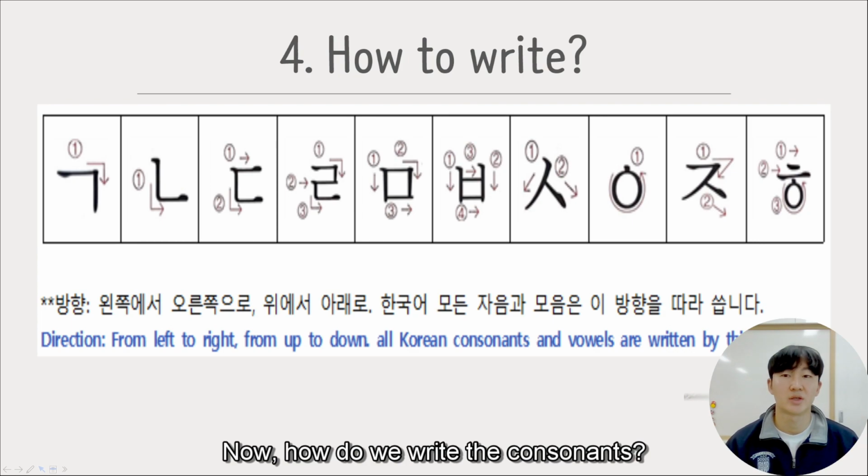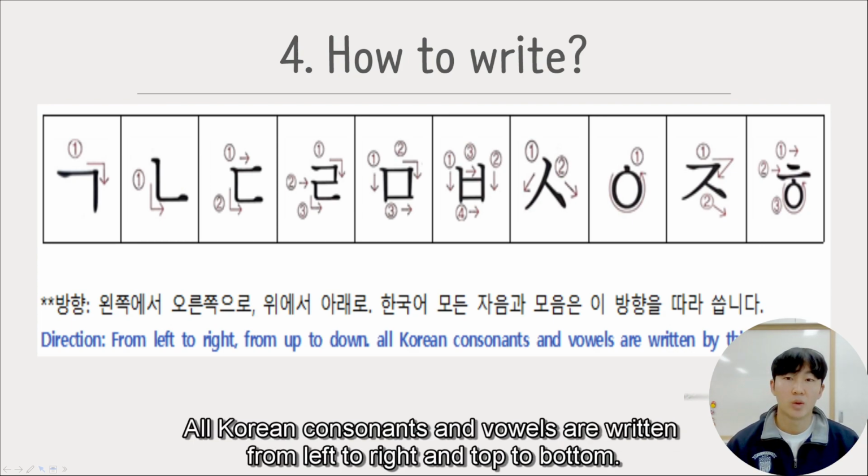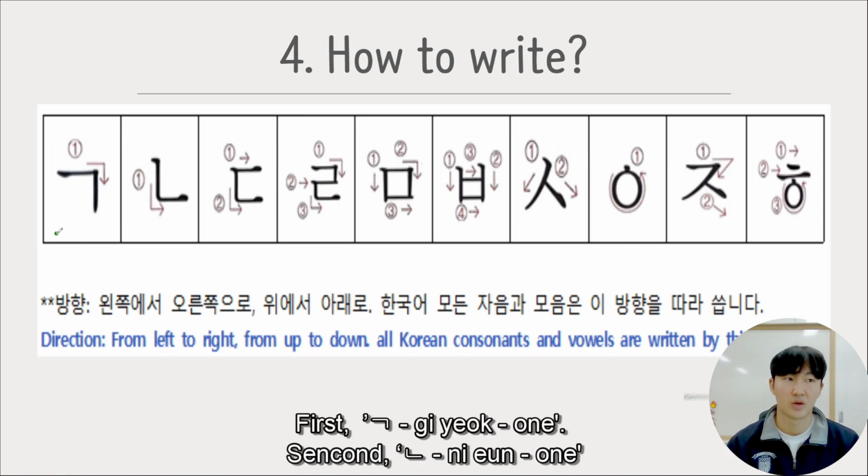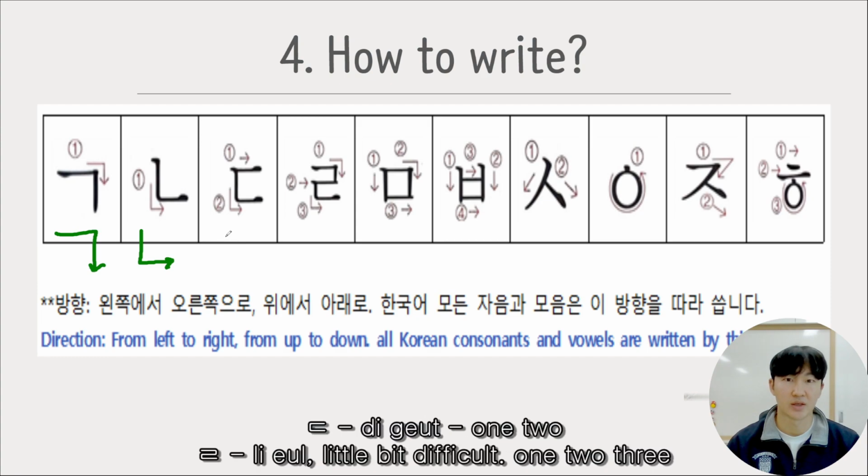Now, how do we write the consonants? All Korean consonants and vowels are written from left to right and top to bottom. If you have writing tools, let's read and write together. First, 기역, 1. Second, 니은, 1. And 디귿, 1, 2.